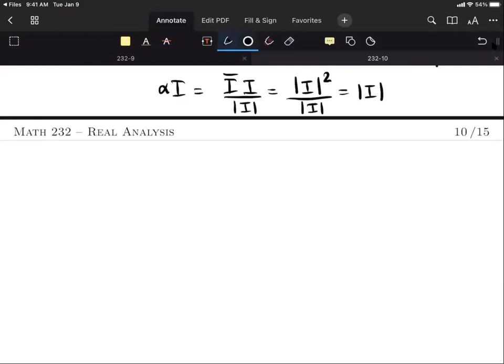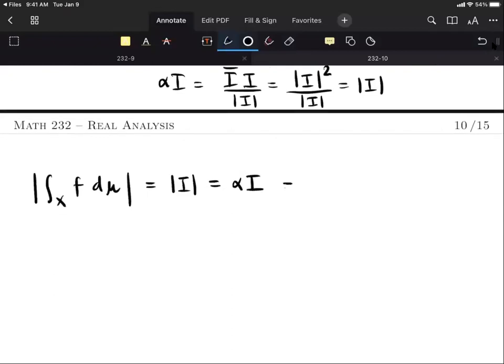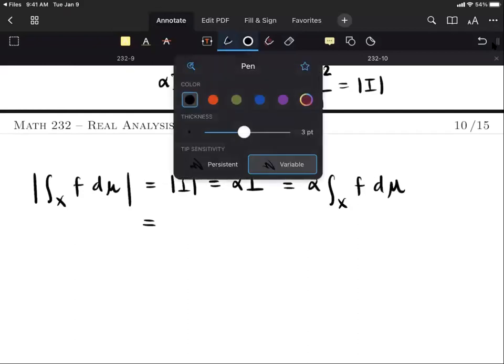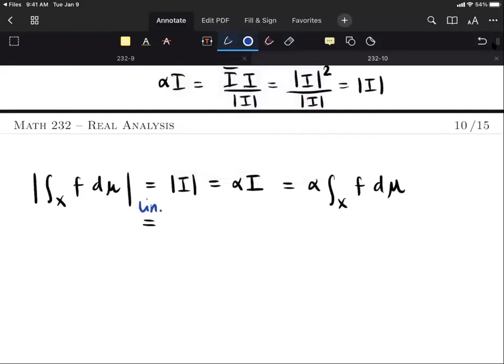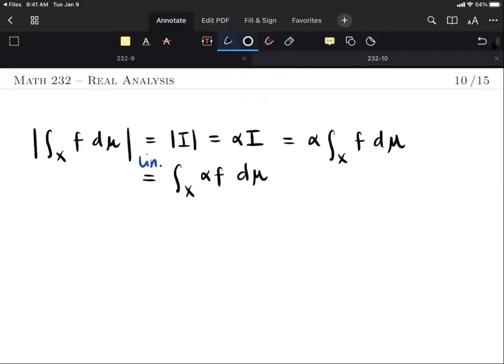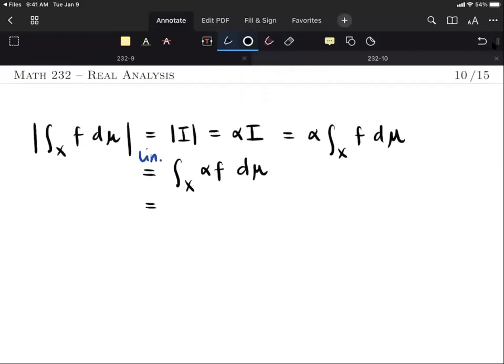So starting, let's say, with the definition of I, based on the above inequality equation, this is alpha I, and this is alpha times the integral of f. You apply linearity here to put the scalar alpha inside.